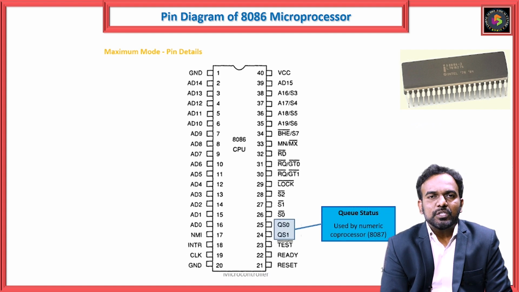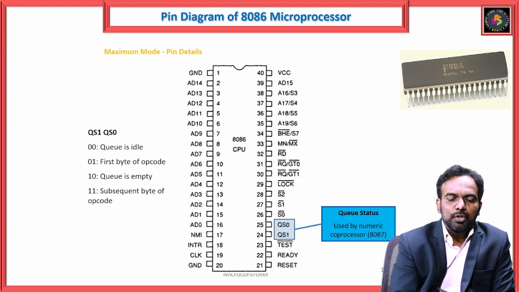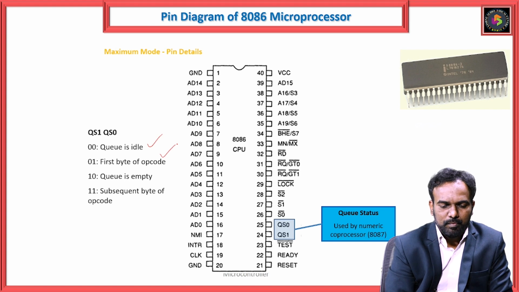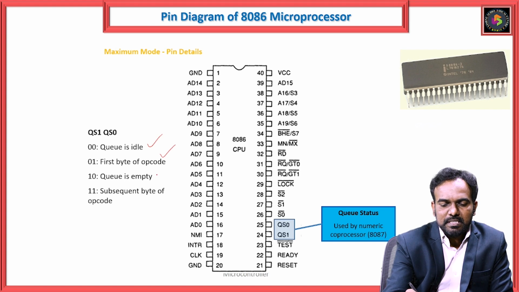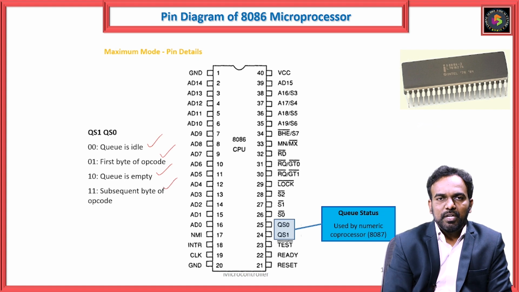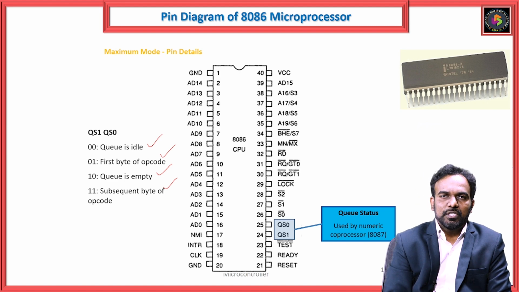Next one is QS1 and QS0. These two pins we use in the coprocessor mode. For example, if we give 0, 0, the queue is in idle condition. If we give 0, 1, it accesses the first byte of the opcode. For 1, 0, the queue is empty. And 1, 1 is the subsequent byte of the opcode. In the coprocessor mode operation, we use these two pins, QS0 and QS1.